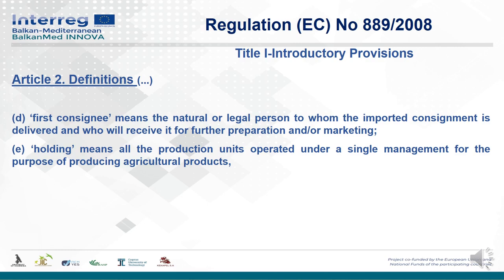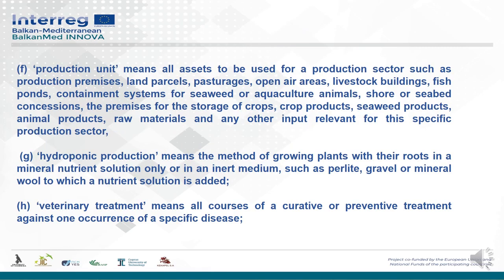Holding means all the production units operated under a single management for the purpose of producing agricultural products. Production unit means all assets to be used for production sectors, such as production premises, land parcels, pasturages, open air areas, livestock buildings, fish ponds, containment systems for seaweed or aquaculture animals, shore or seabed concessions, the premises for the storage of crops, crop products, seaweed products, animal products, raw materials, and any other input relevant for this specific production sector.